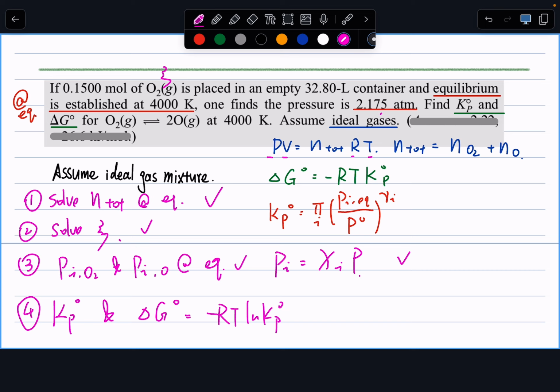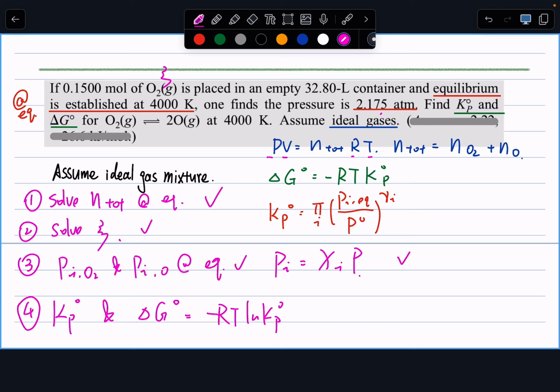Okay. So, what are the first several steps? First thing first, we're solving for the total number of moles, right? So my N total at equilibrium equals PV over RT. And this part is just plugging numbers.